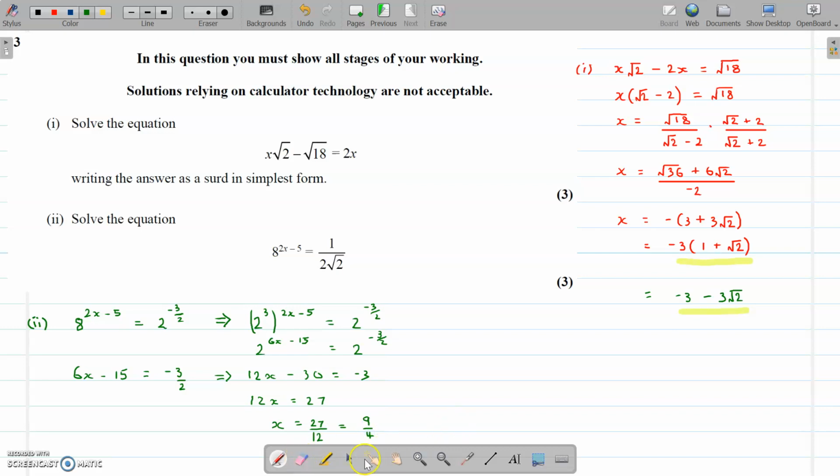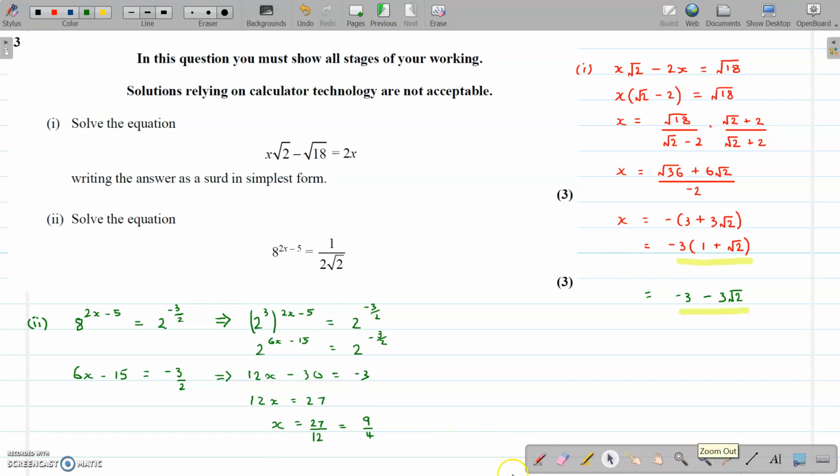Okay, so it's a question that didn't require logs, it didn't require the calculator, and it was basically using the top end of GCSE skills with indices and surds.